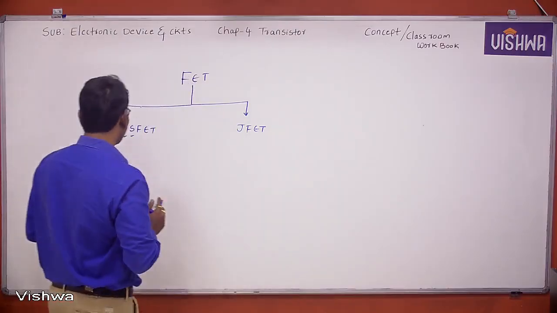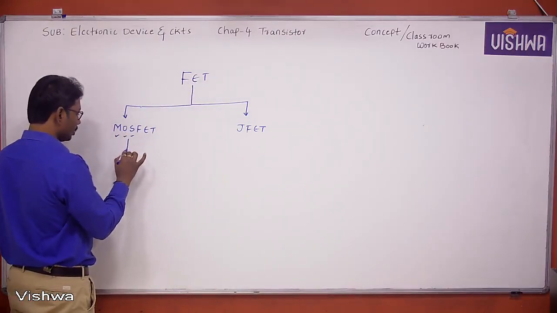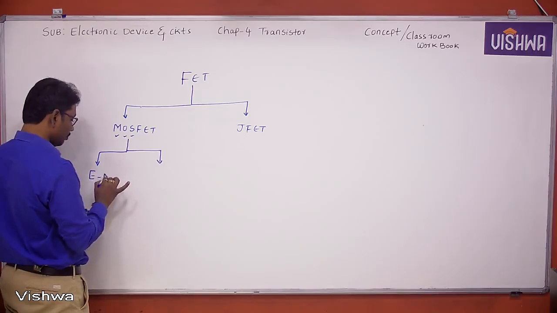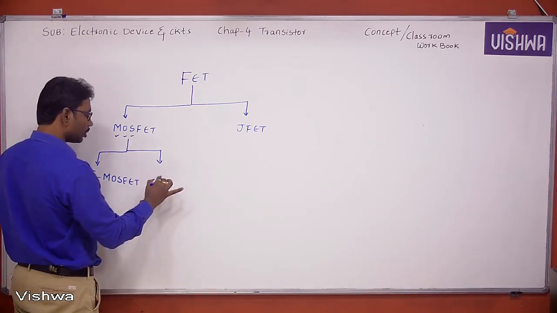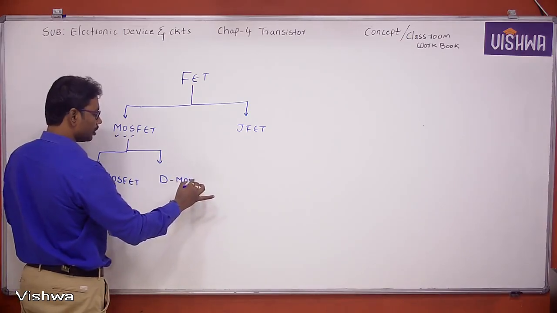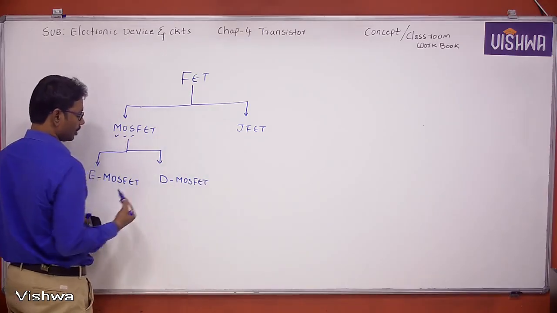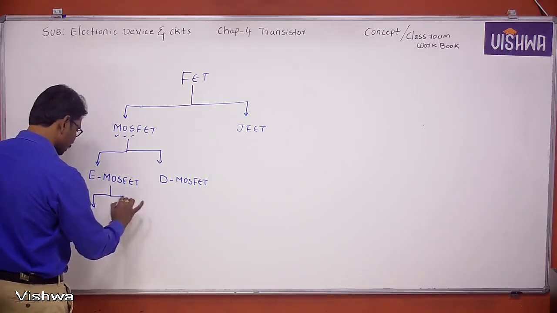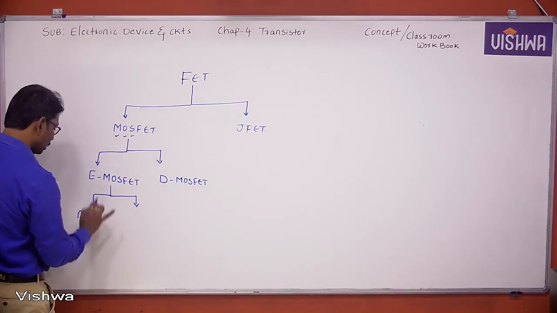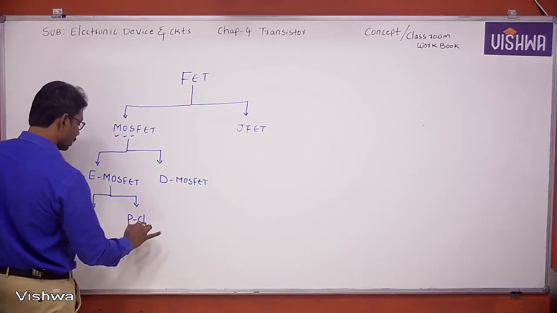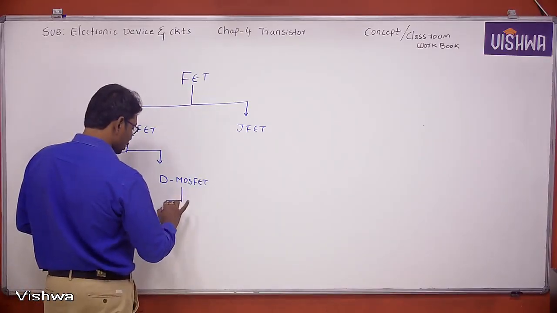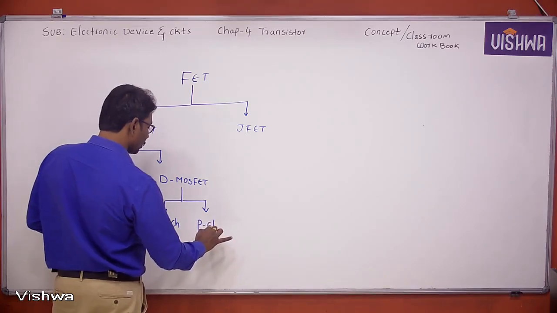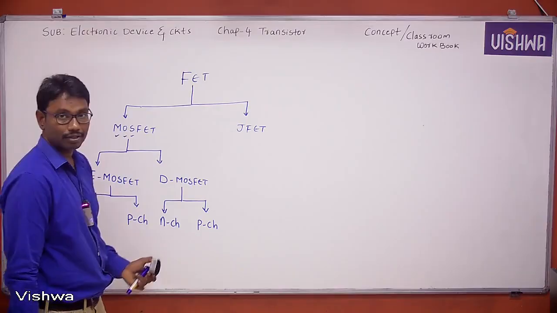Next, coming to the further classification of MOSFET. The MOSFET again can be classified into two types. One is E-MOSFET, enhancement MOSFET, and another one is depletion MOSFET, that is, simply we can represent as D-MOSFET. Again, this E-MOSFET can be classified into two types based on the doping, that is N-channel and P-channel. Similarly, depletion MOSFET also can be classified into two types, N-channel and P-channel. This is the classification of MOSFET.